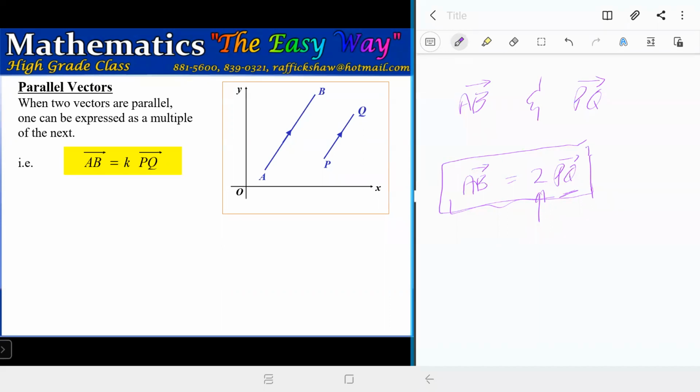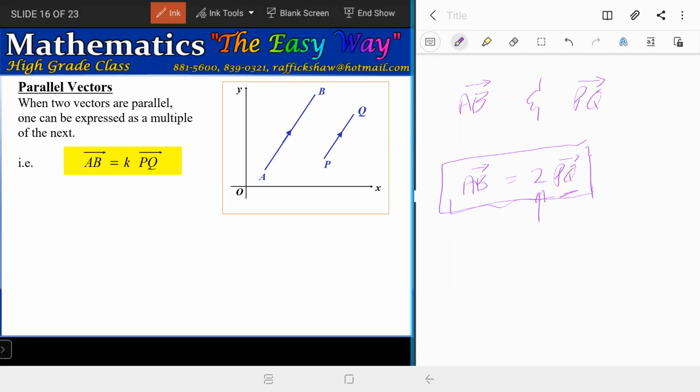So that's what you want to do when you're asked to show that two vectors are parallel. Furthermore, if they tell you that one vector equals a constant times the next one, then automatically you also know that they are parallel. What I mean by that is that this implies that they are parallel.